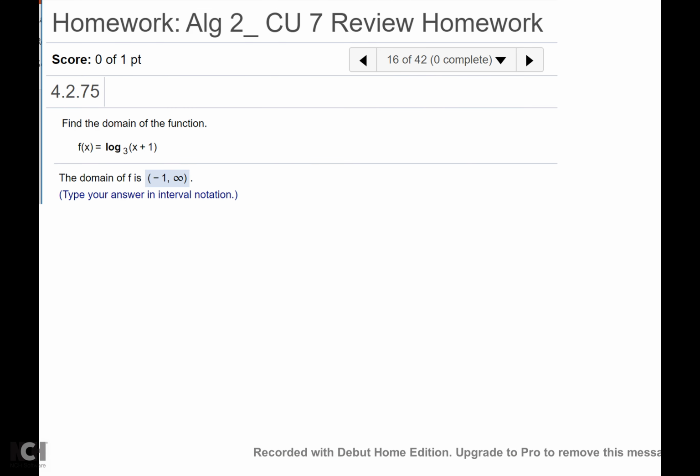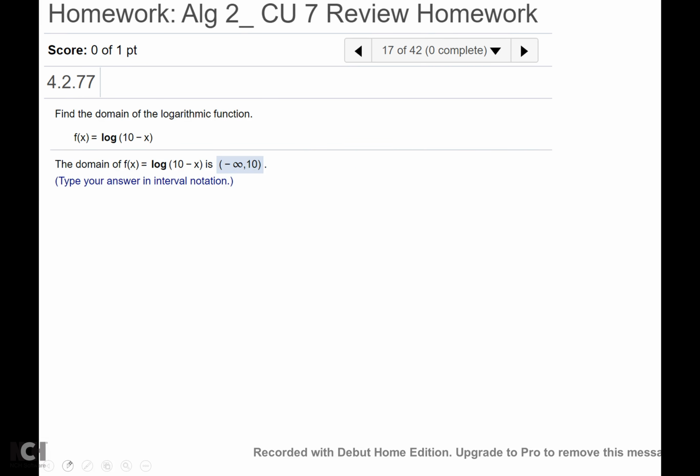Okay. Alright, so to find the domain of the function, you basically take whatever's inside the parentheses and you tell it that it has to stay positive. So it's got to stay greater than 0. Which, if I subtract 1, then I say x has to stay greater than -1. So x can't include -1, but it can be greater than, so my domain starts at -1 and goes to infinity.